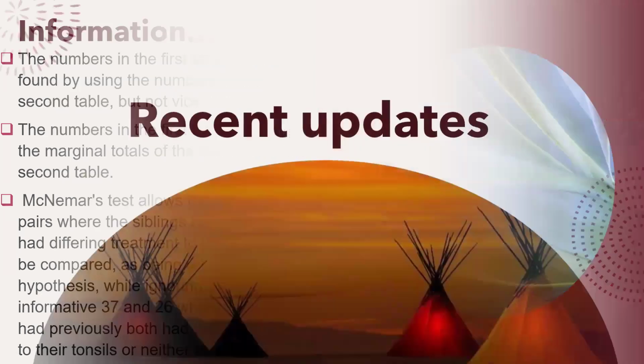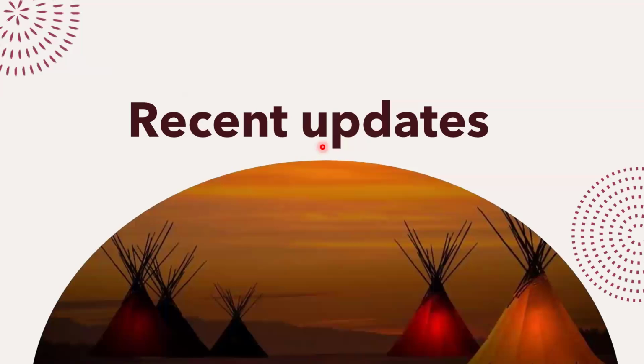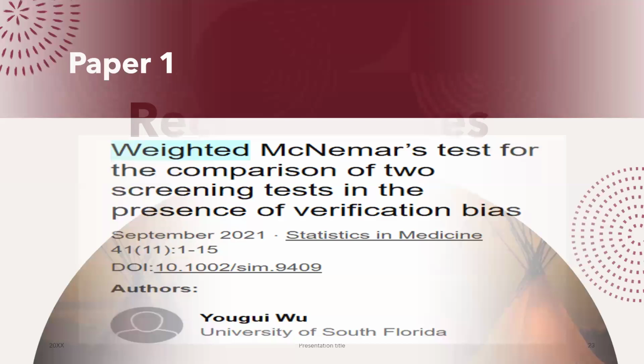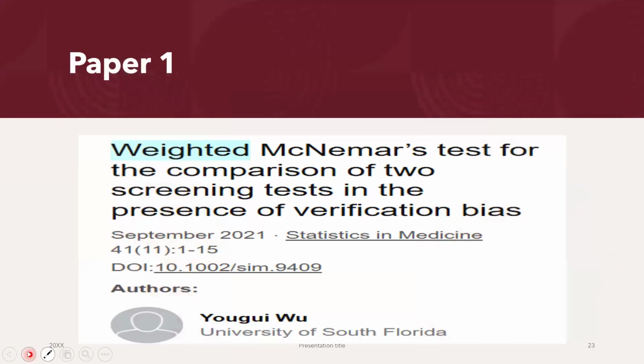neither had the treatment. So this is time for our recent updates on the same topic. Paper 1, which we are going to discuss, was published in Statistics in Medicine in September 2021: Weighted McNemar test for the comparison of two screening tests in the presence of verification bias.